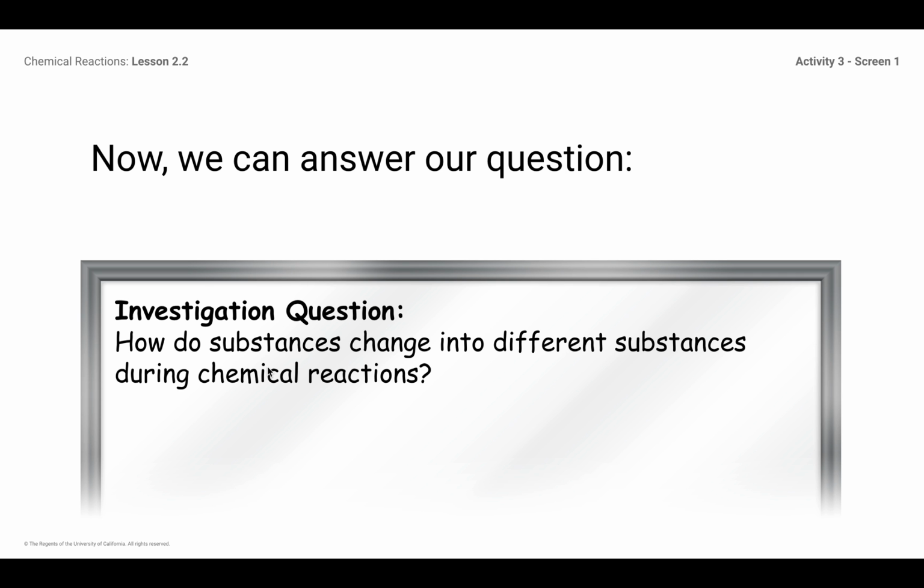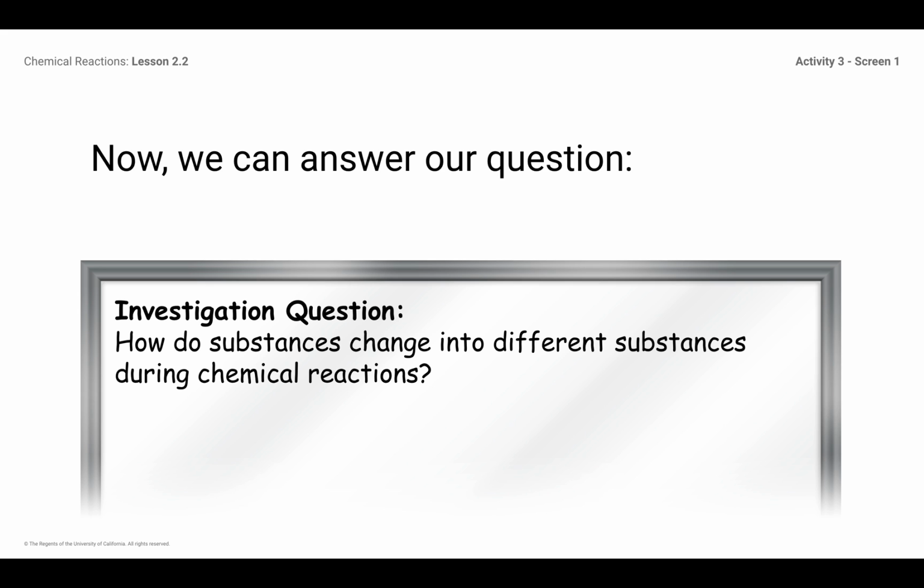Okay. So now we can answer our investigation question. How do substances change into different substances during chemical reactions? And I made the kids write this down just on a note paper. There are 2 steps, and it's important that you start thinking about this chemical reaction and the changing of the substances in 2 steps. Number 1, the groups of atoms break apart in the reactants. And number 2, they rearrange to make the product. So they break apart and they rearrange.